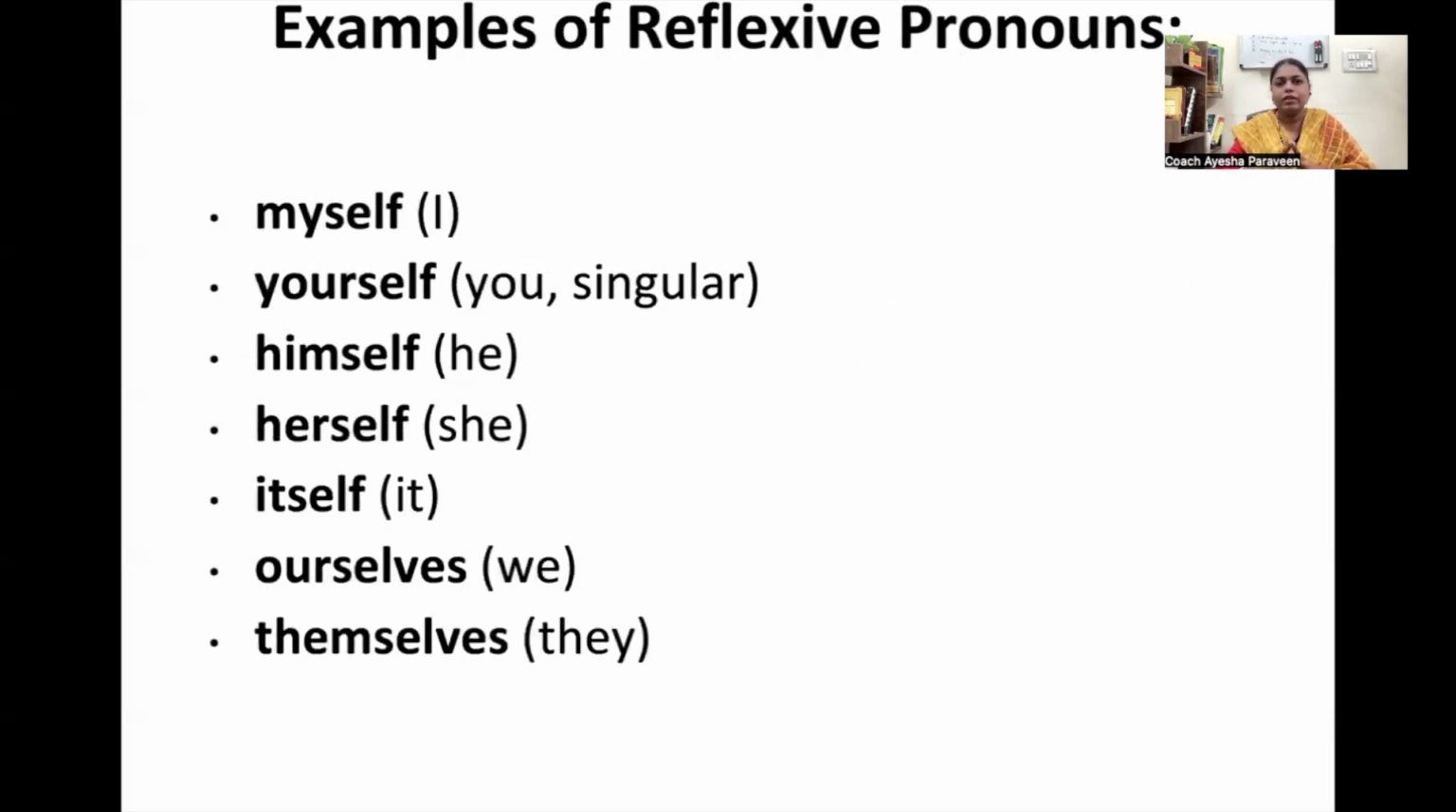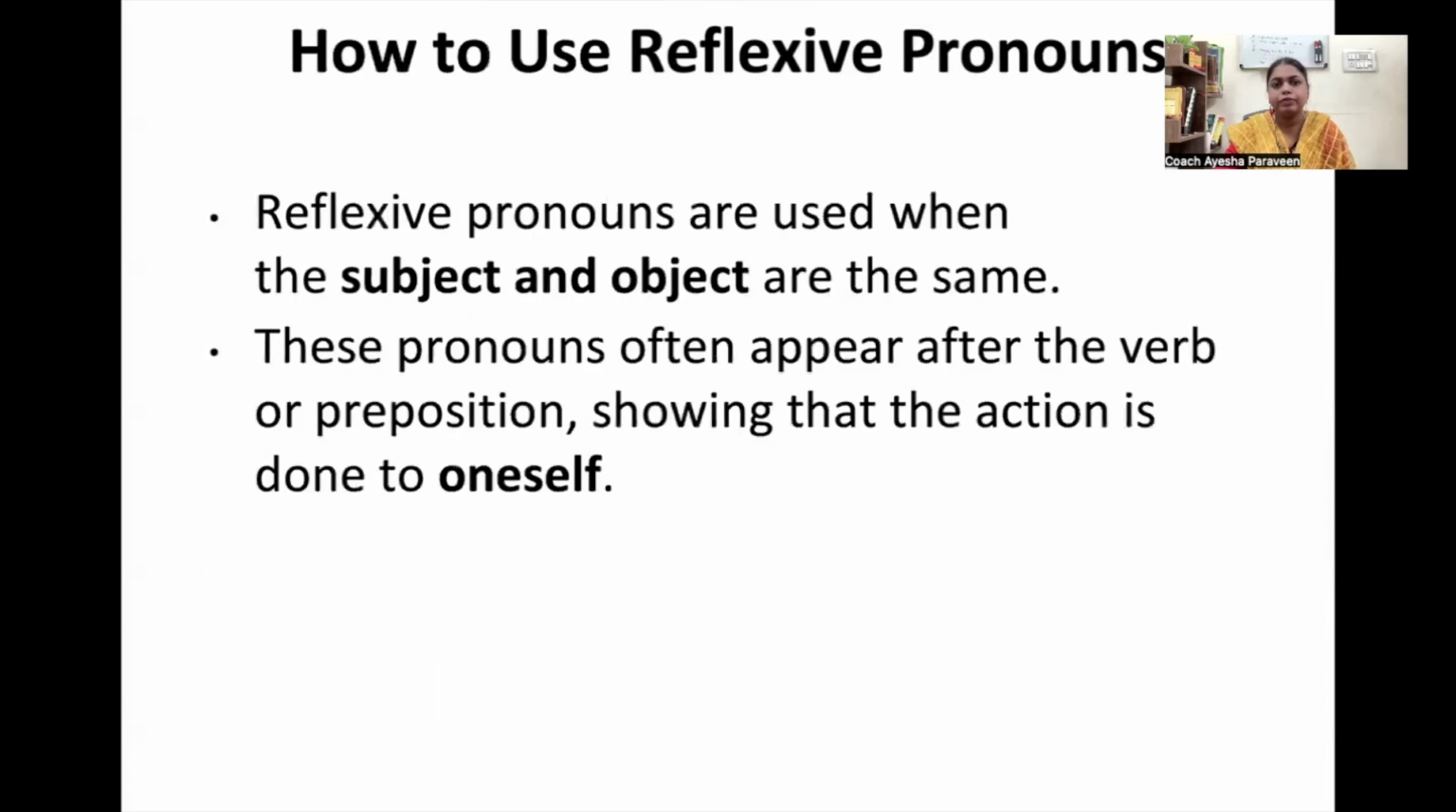So what are reflexive pronouns? Some examples: myself, yourself, himself, herself, itself, ourselves, themselves. When we are replacing, I becomes myself. You becomes yourself if it is singular, and yourselves if it is plural. He becomes himself, she herself, it itself, we ourselves, they themselves. So all these are reflexive pronouns. You will get more clarity when I explain with some examples.